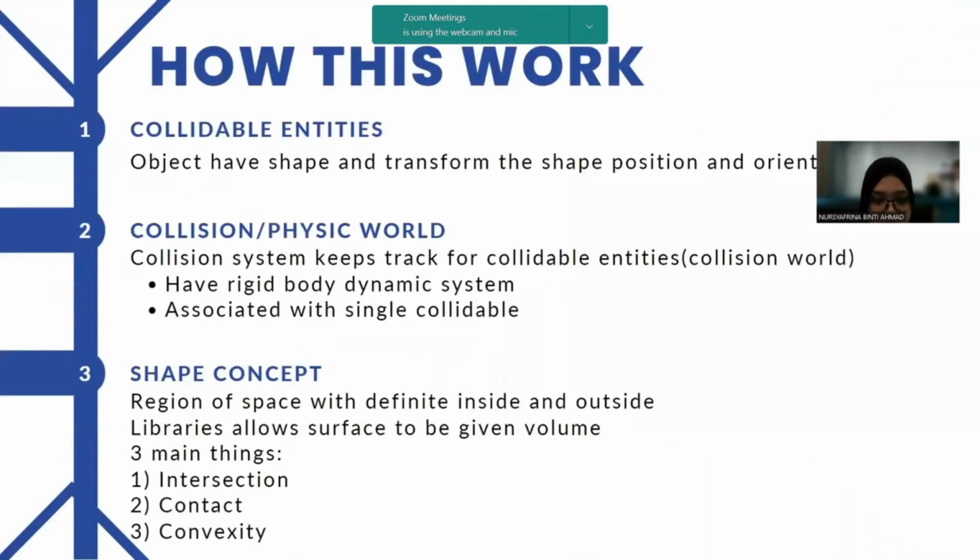And then how the collision detection system works is through the collidable entities. So the object has a shape and must be transformed so that it can be positioned and oriented properly. Then next is through the collision world. So the shape has a rigid body, dynamic system, and is associated with a single collidable. And next is through the shape concept. So the collision SDK provides support for the surface primitive. So this can be described as a region of space. In 2D there is an area and boundary, and in 3D there is a volume and boundary.